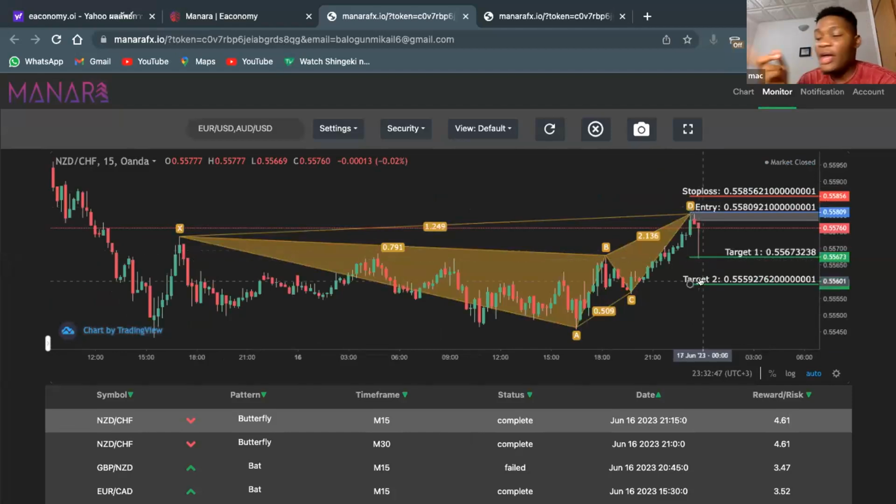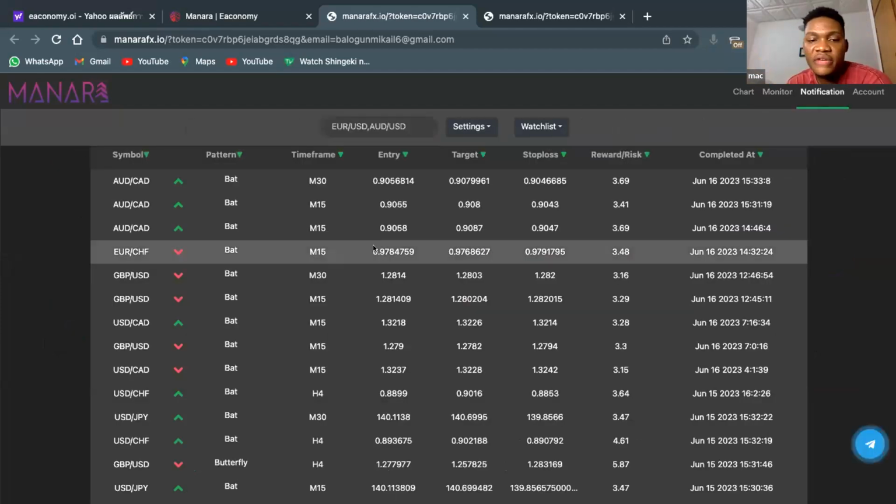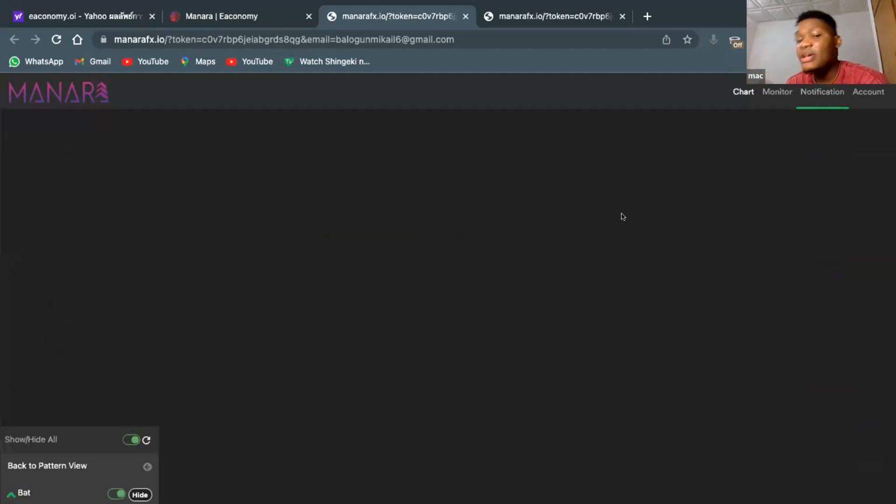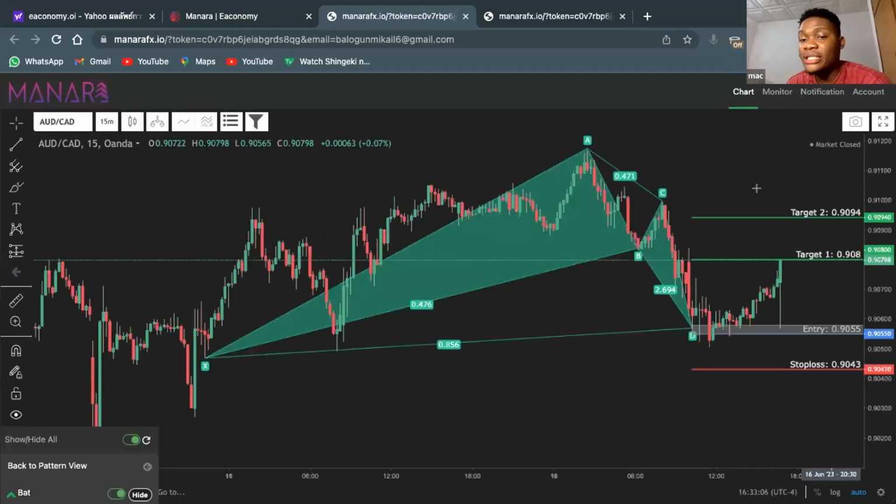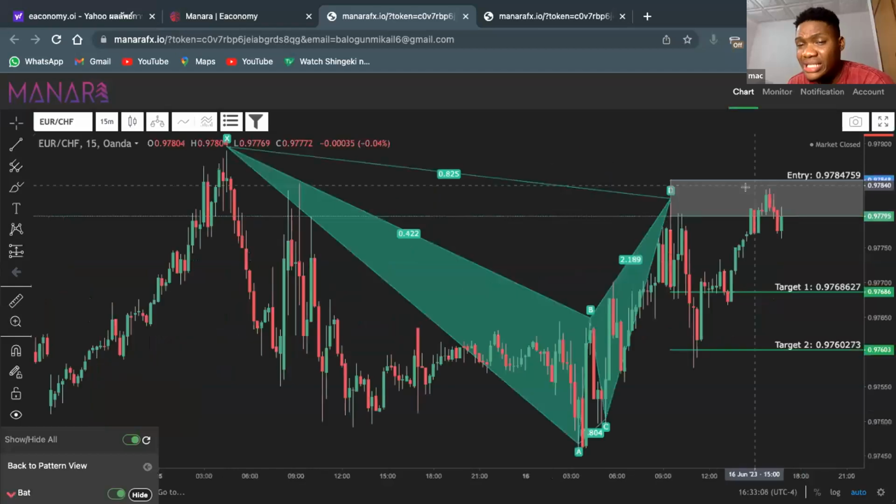Now, earlier this afternoon, butterfly and bat, both of them have wings, so they fly. Earlier this afternoon, I said something. I said we should trade Euro CHF. It is incomplete. This trade is incomplete. Euro CHF, I took a screenshot of it, and I told you guys when the market opened, enter. It is still somehow at the entry point. It has not gotten into TP1 and TP2.